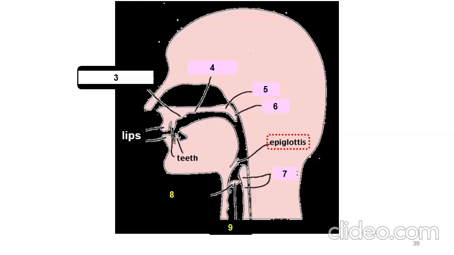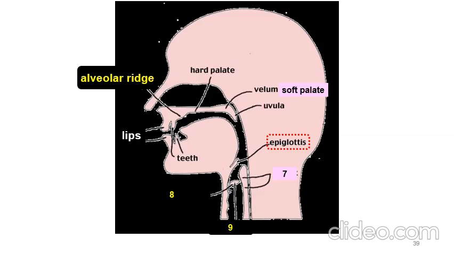The hard part, just behind the upper front teeth, is called the alveolar ridge. The next hard part, which is the highest part of the palate, is called the hard palate. And finally, comes the soft part called the velum or the soft palate. At the very end of the palate is the dangling part, the hanging part, which is the uvula. The palate is then alveolar ridge, hard palate, and velum or soft palate.